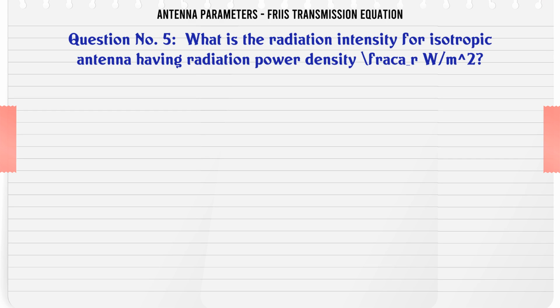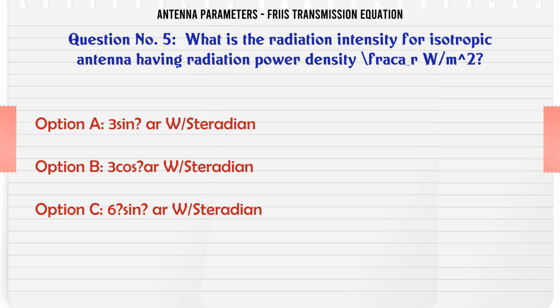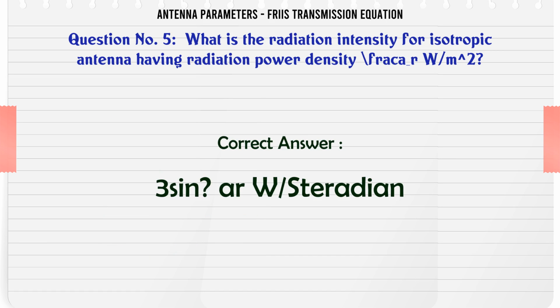What is the radiation intensity for an isotropic antenna having radiation power density (3 sin θ / R²) a_R W/m²? A, 3 sin θ steradian; B, 3 cos θ steradian; C, 6 sin θ steradian; D, 6 cos θ steradian. The correct answer is 3 sin θ steradian.